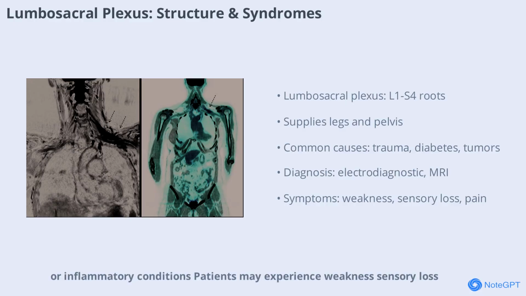Patients may experience weakness, sensory loss, and pain in the legs, with symptoms varying based on which part of the plexus is affected. Electrodiagnostic studies are essential for confirming the diagnosis, especially since routine nerve conduction studies may not assess all segments adequately. Imaging, particularly MRI, helps identify structural causes like tumors or hematoma. Recognizing the clinical patterns and combining them with targeted diagnostic tests is key to managing these often disabling conditions.